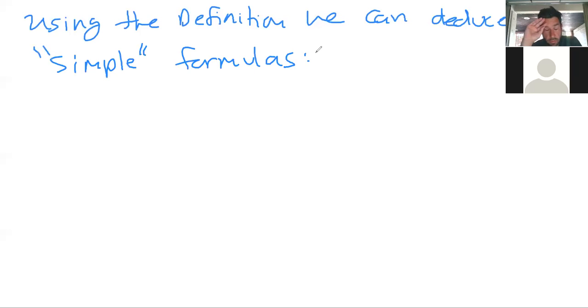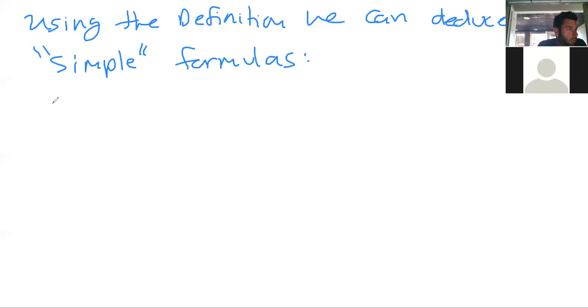Now, why do I put simple in quotations? Because simple is a relative term. But what I mean by simple is that it has a very nice structure, and there's symmetry, and it's not difficult to memorize, and it's not difficult to use, provided you practice.